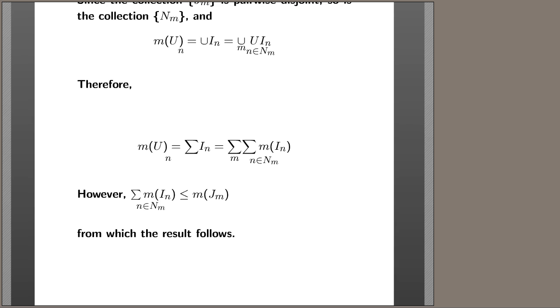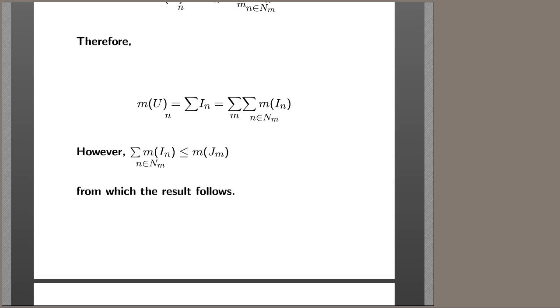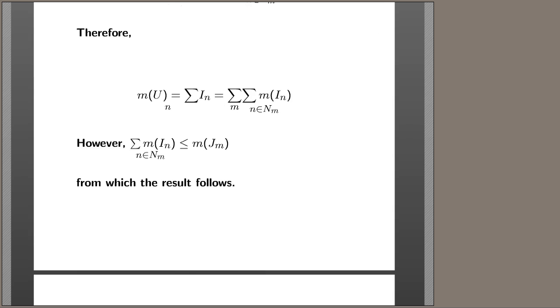This is actually more than one of them. This is the sum of them. However, the summation of measures of the I_N which are in G_M, which are subsets of G_M. So the sum of the measures of those I_N that each of them is a subset of G_M, when you add them up, is less than or equal to measure of G_M, because they're disjoint and all of them are in G_M. And from there, the result follows.